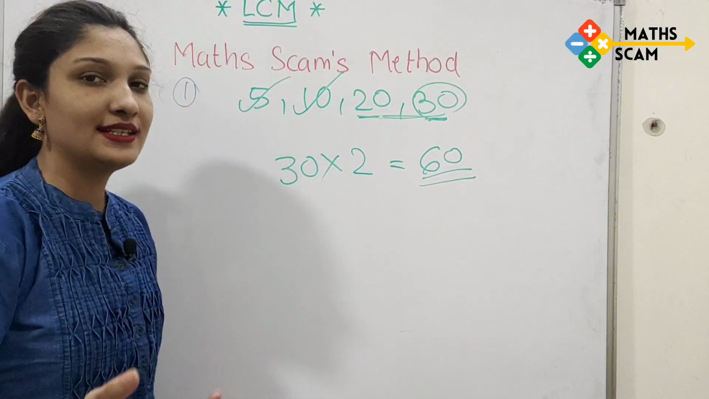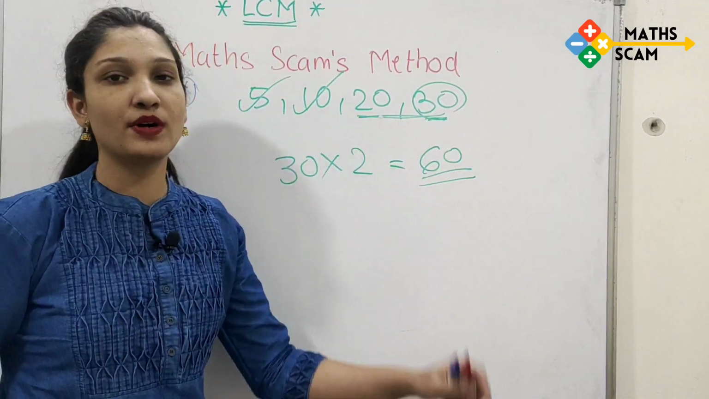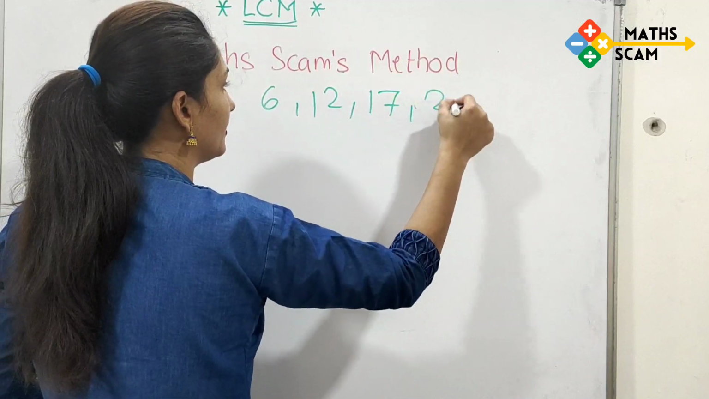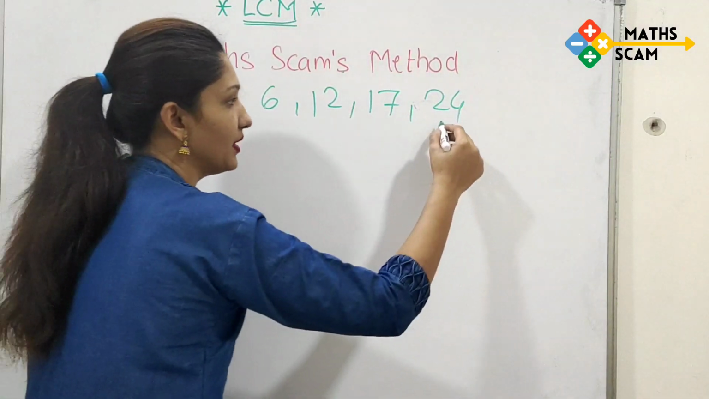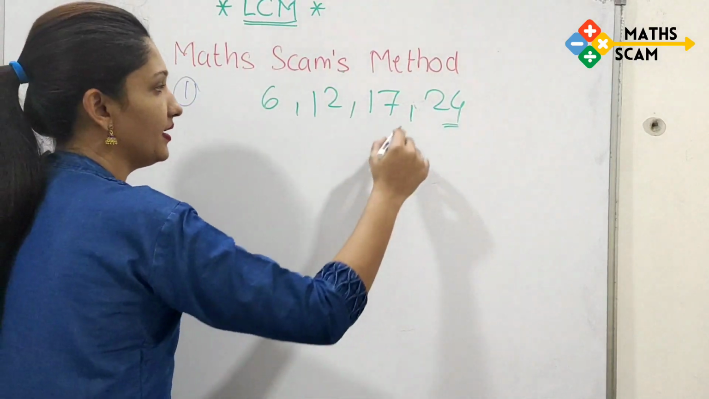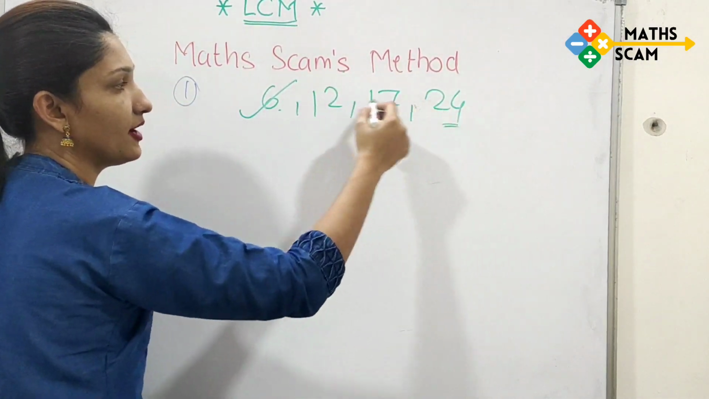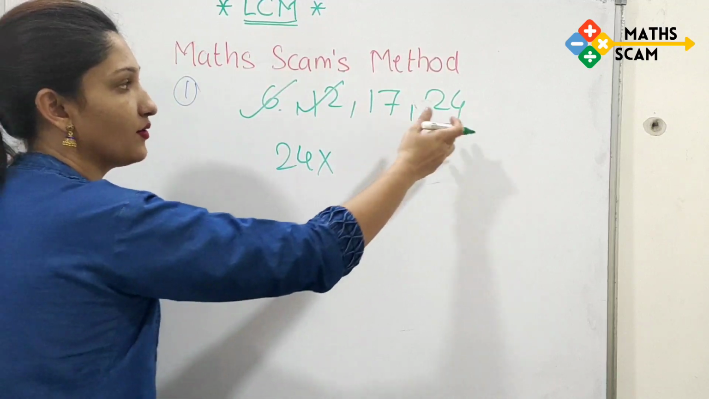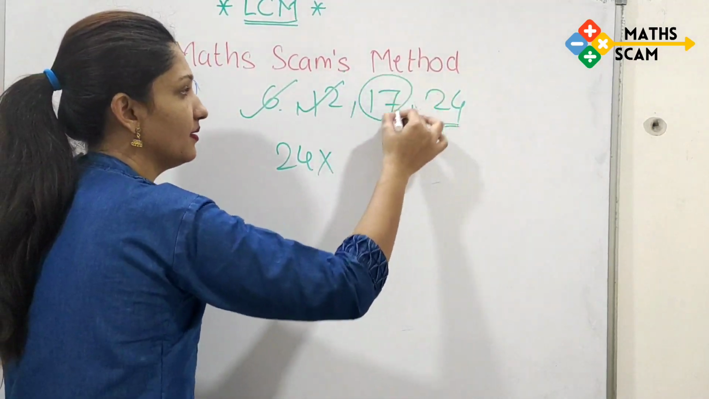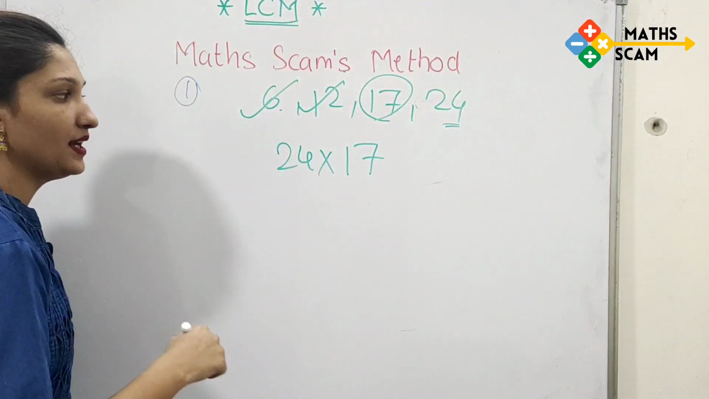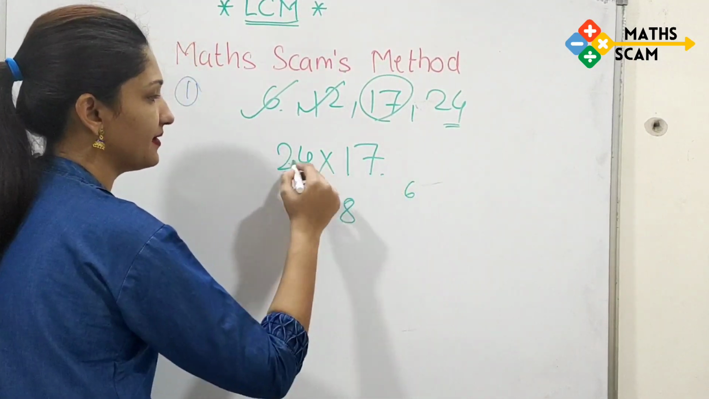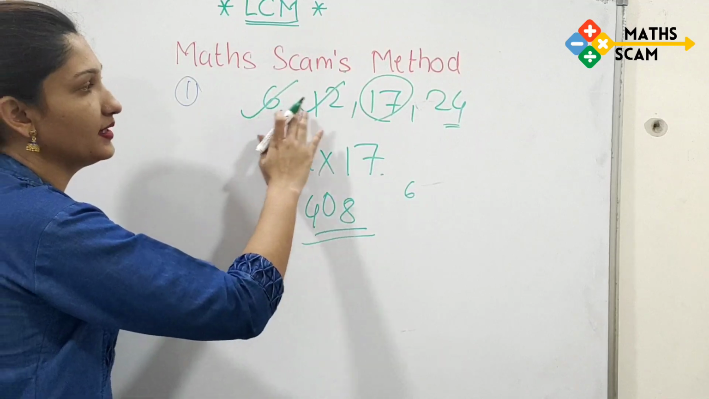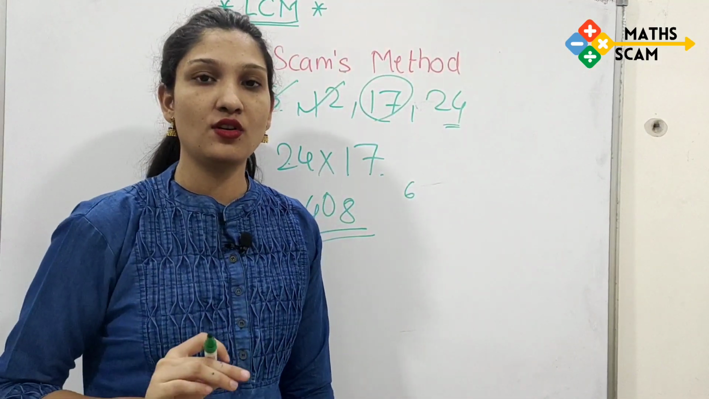Okay. We'll see another example of when you have a prime number, like 6, 12, 17, 24. So the larger number is 24. Okay. Can we divide 24 by 6? Yes. Can we divide 24 by 12? Yes. So write 24 as it is. Can we divide 24 by 17? No. So this is a prime number. So 24 into 17. Multiply these numbers. 17 4s are 68. Carry 6. 17 2s are 34. 34 plus 6, 40. So LCM of 6, 12, 17 and 24 is 408.